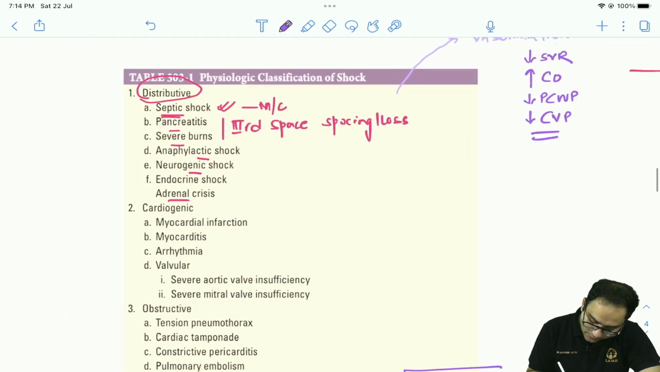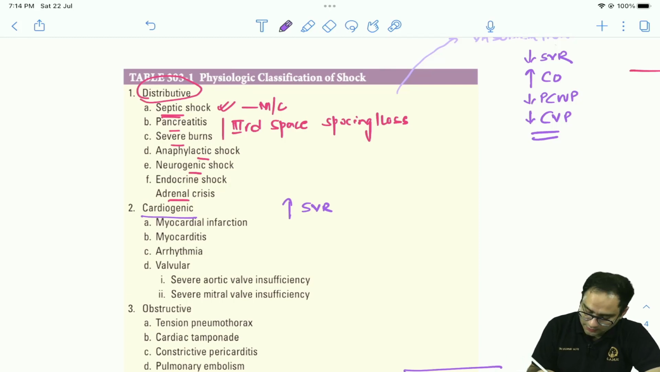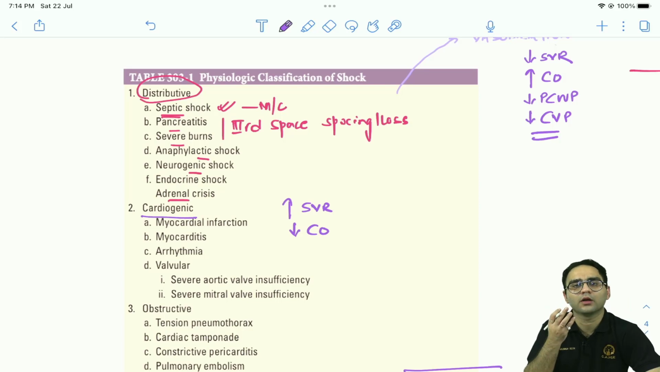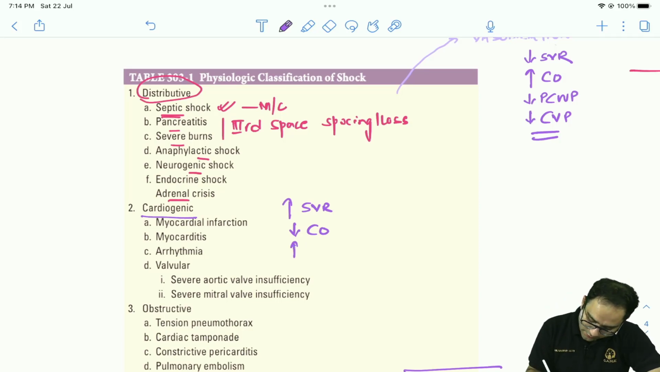Now when you are dealing with the cardiogenic shock, what is happening in cardiogenic shock? There is increase in systemic vascular resistance due to the vasoconstriction, but there is a pump failure. So there is a decline in cardiac output, and there is a backward flow of blood into the system. So you would have increase in pulmonary capillary wedge pressure, and you would have increase in the central venous pressure.